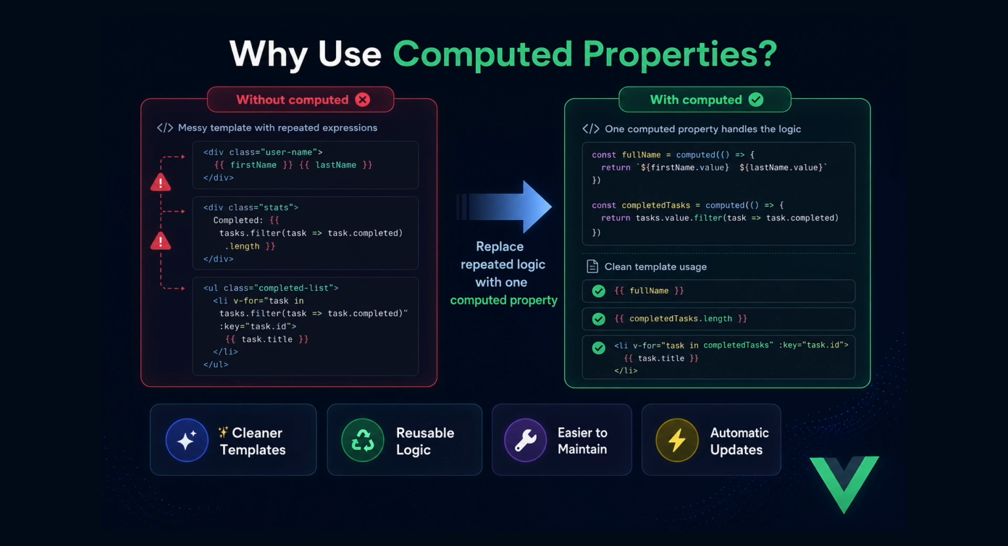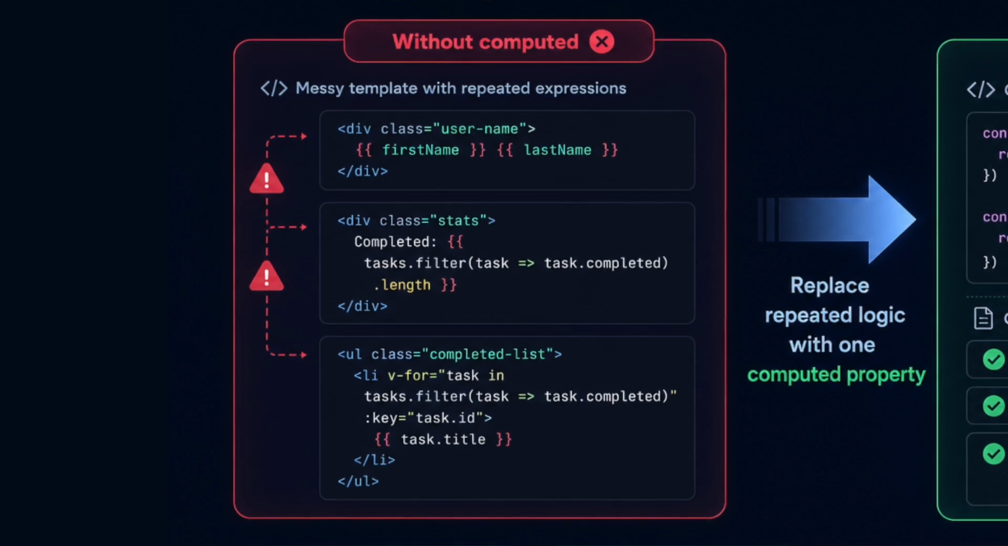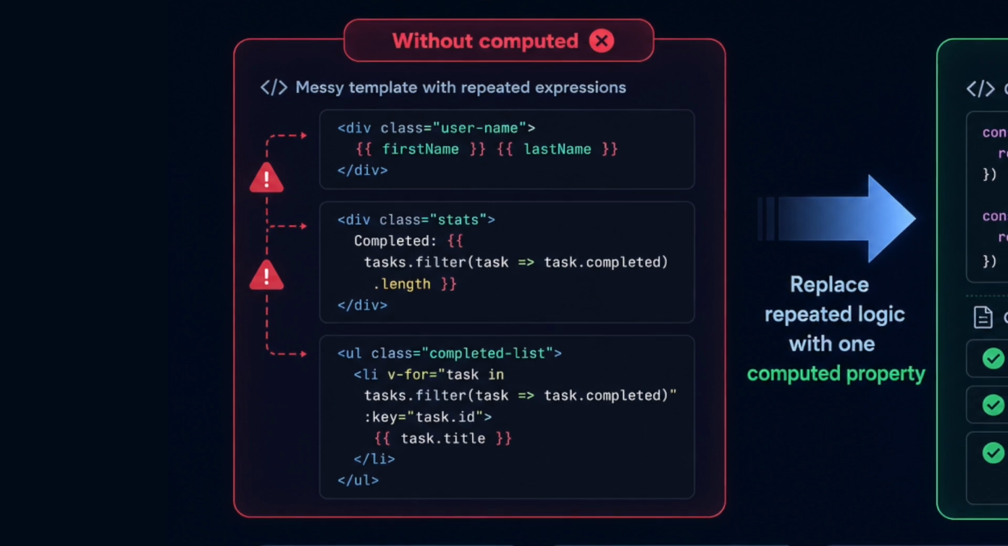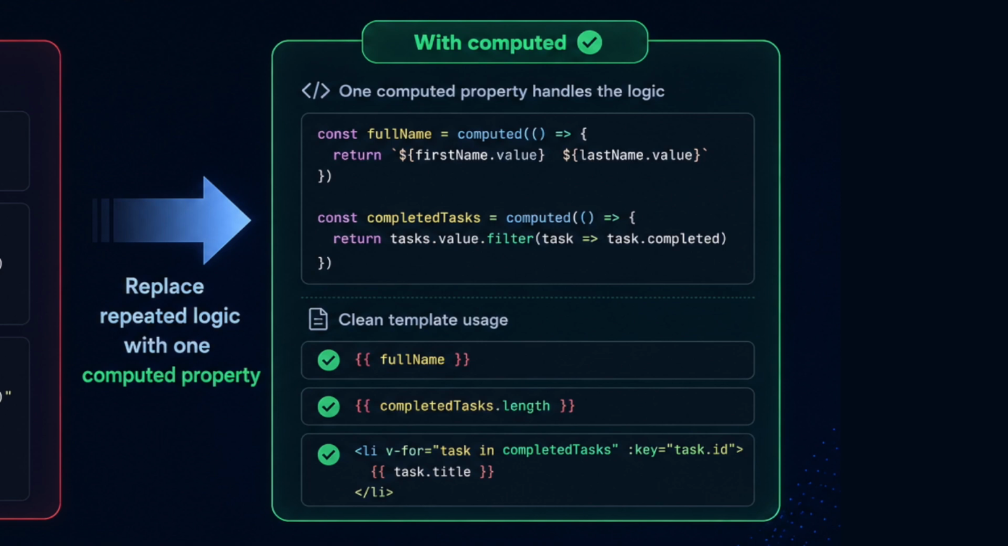One of the biggest advantages of computed properties is cleaner code. Without computed properties, we often repeat the same logic directly inside our templates. Whether it's combining a first and last name, filtering a list, or calculating a value, the same expression can appear in multiple places. Instead, we can move that logic into a computed property and reuse it anywhere in our template. The template becomes much cleaner, easier to read, and much easier to maintain.